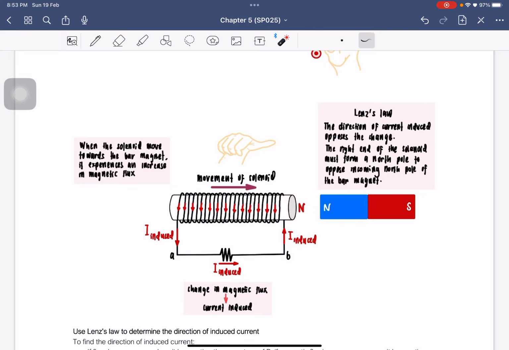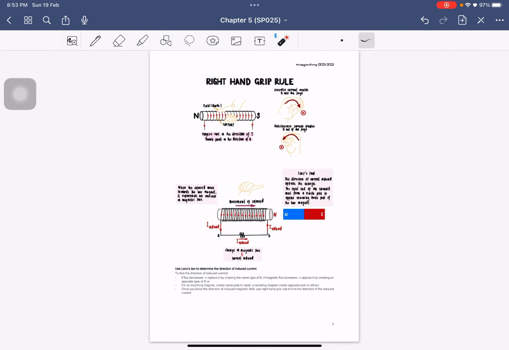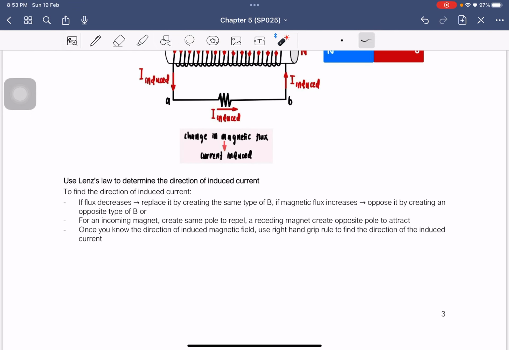Okay, macam tu lah. That is basically what Lenz's law is telling us. Dia mesti oppose the change. Okay, so the direction of current ni mesti opposes the change. Okay, so that is Lenz's law. So how do we use Lenz's law to determine the direction of induced current? So untuk kamu cari the direction of induced current ni, kalau flux decreases, you replace it. So for incoming magnet, you have to create the same pole to repel. Okay, untuk incoming magnet lah.